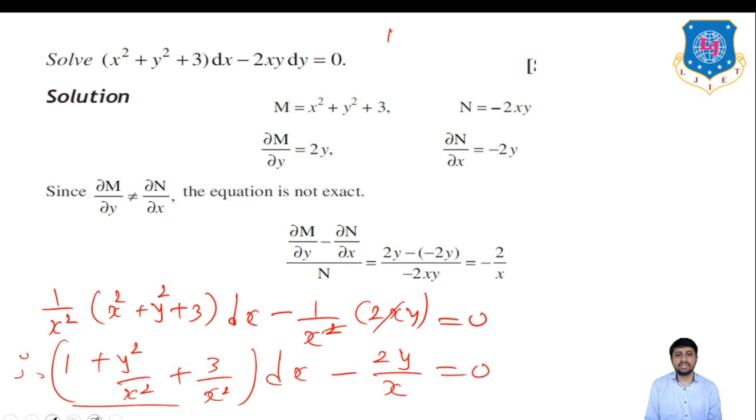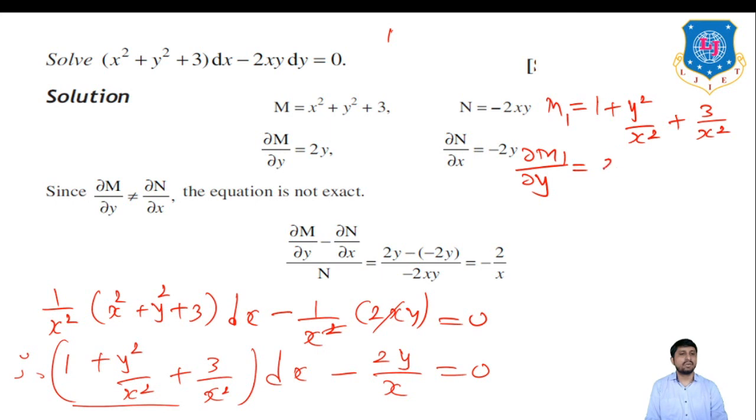Now this is your new differential equation, that is always exact, that you can check. Suppose this is your M, so now your new M, or we can say M1, that is 1 plus y square upon x square plus 3 upon x square. So del M1 by del y is equal to differentiation of 1, that is 0, plus 2y upon x square, and differentiation of 3 by x square, that is 0. Now N1 is what? Minus 2y.